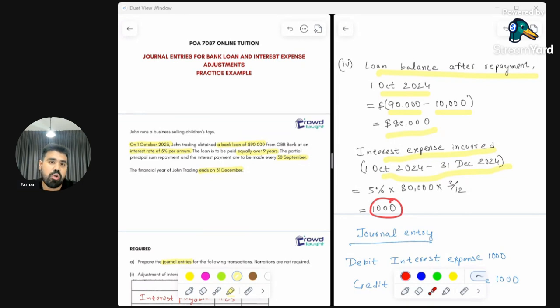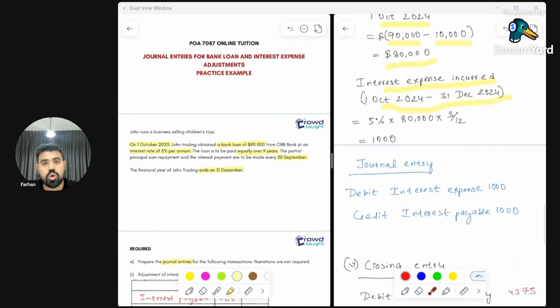So 30 September already has passed where we had taken care of some payment, but now at 31 December 2024, we have $1,000 of additional interest expense incurred, which we still haven't paid yet, and therefore this is an accrued interest expense or interest expense payable, which is also a current liability. So how should we journalize this?